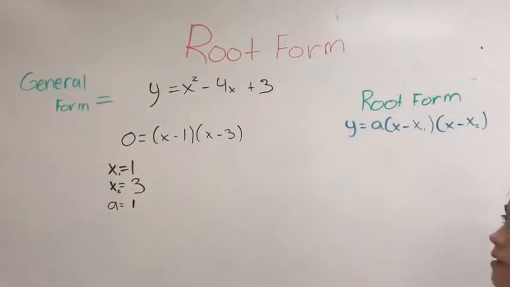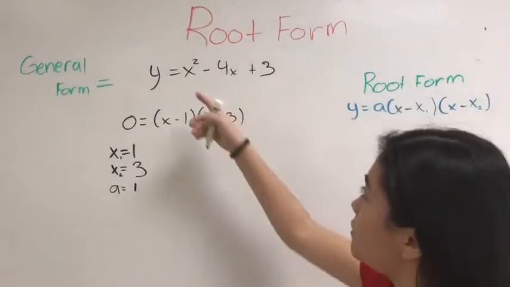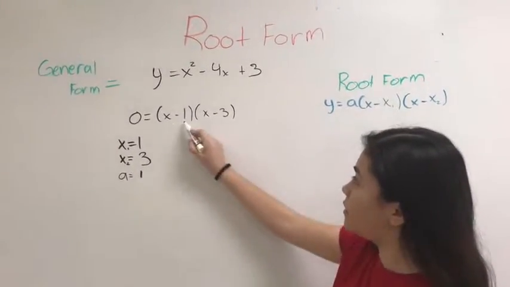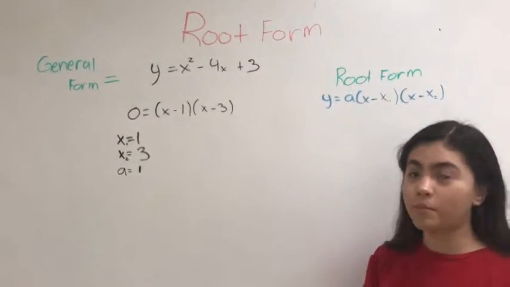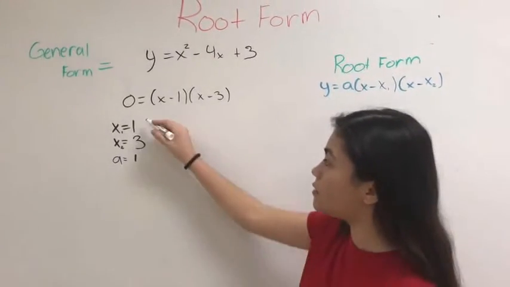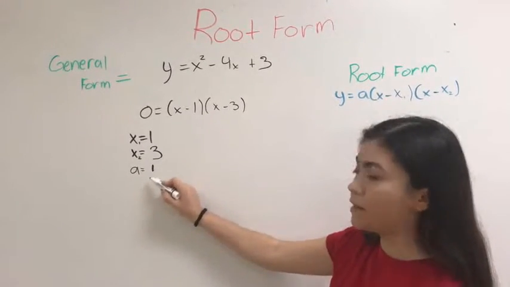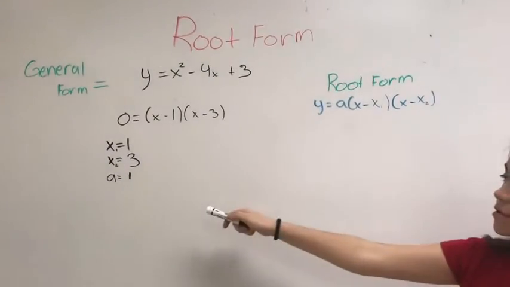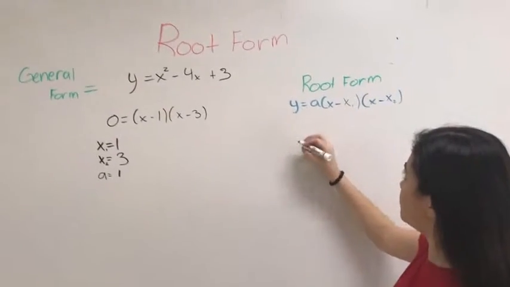Now the root form. The root form is simply putting the terms in a different order. This is our equation, and what we have to do is get our x's. This is our x1 and x2. We can do this by concluding the general form or by passing to vertex form like we have already learned. So these are our terms: x1 is equal to 1, x2 is equal to 3, and a is equal to 1. What we have to do next is just put those into this formula. This is our root form formula.